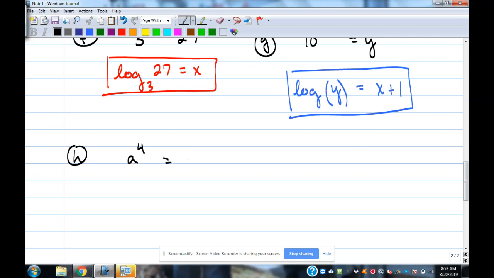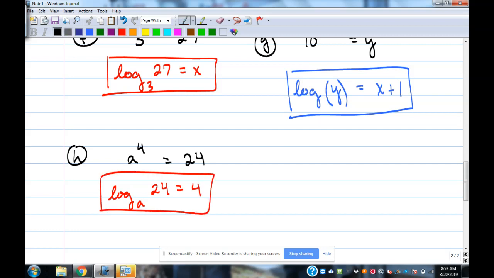A to the 4th is equal to 24. What's the base on this one? A. Log base A of 24 is equal to 4. Five to the x is equal to 625. Log base 5 of 625 is equal to x.